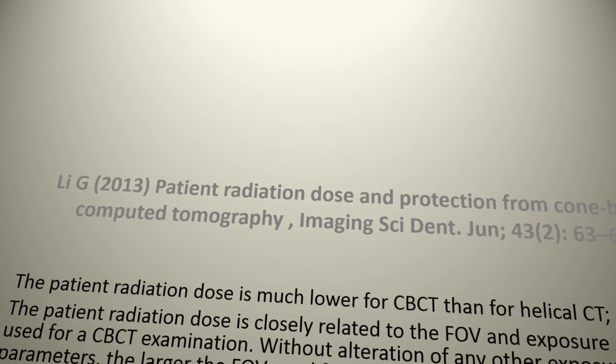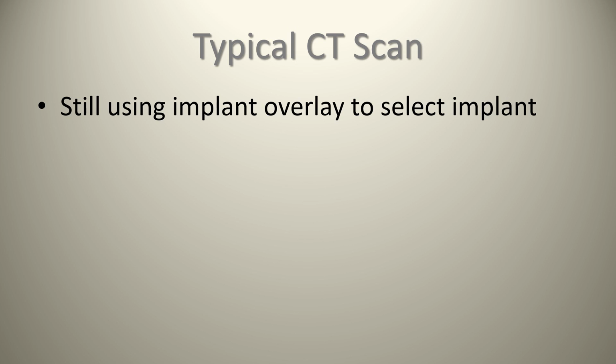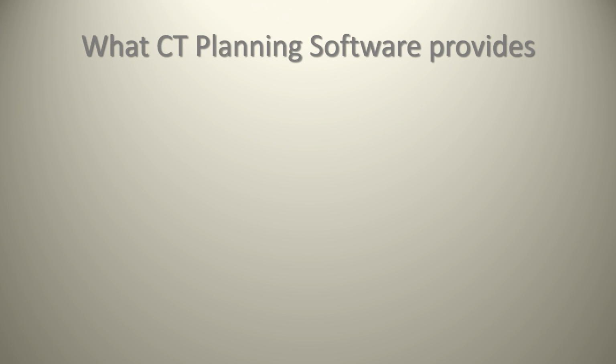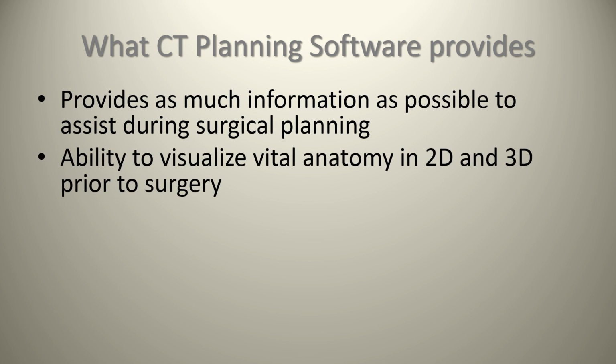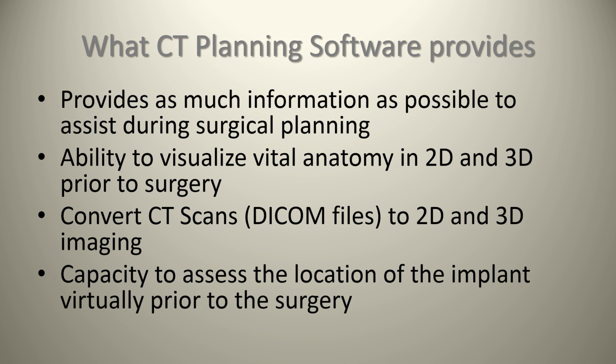So in a typical CT scan, which is still used, you have to use an implant overlay to select the implant, and you still are basically offering the patient only 2D planning. So what CT planning software provides is as much information as possible to assist during surgical planning and an ability to visualize vital anatomy in 2 dimensions and 3 dimensions prior to surgery. And you can also convert CT scans, or the CBCT scans, the DICOM files, to 2D and 3D imaging. And you have the capacity to assess the location of the implant virtually prior to the surgery.